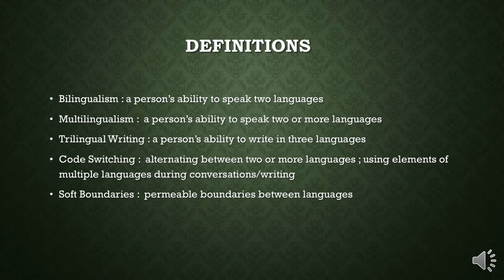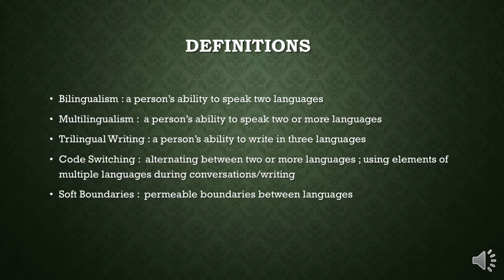Before we get further into our presentation, we want to introduce you to some new terms used in this article that will help you in understanding their studies. First of all, bilingualism. It refers to a person's ability to speak two languages. Multilingualism refers to a person's ability to speak two or more languages. Trilingual writing refers to a person's ability to write a composition using three languages.